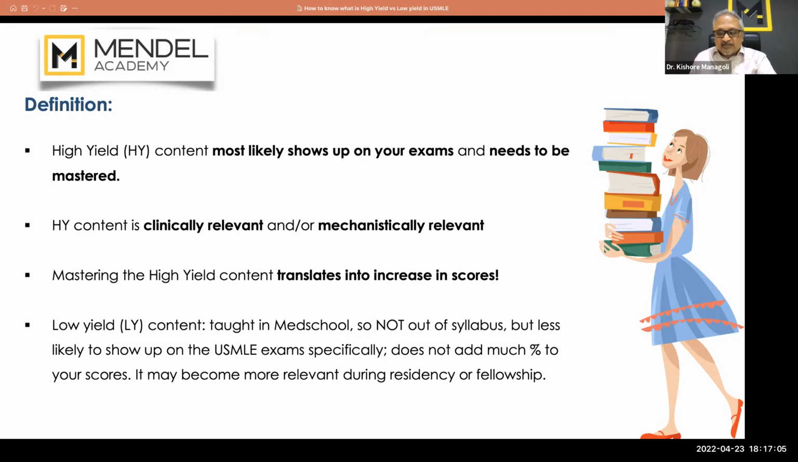So it is not out of syllabus. Please know that it's not something which is out of syllabus. It is definitely in syllabus, but it is less likely to show up in USMLE exams specifically. Why do I say specifically? Because it may be relevant later on in your life when you get into some residency programs or fellowship programs. But right now, so far as the USMLE exam prep is concerned, it may not be so relevant because it does not add much to your scores.